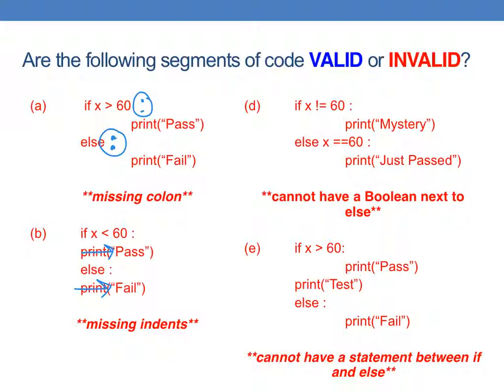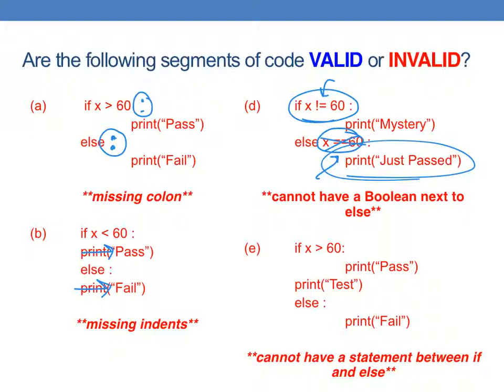Up here, you can't have a Boolean statement next to an else. That's not the point. Yes, this is the opposite, so this says x is not equal to 60, and this says x is equal to 60. Technically, that's what's happening, that's what's making this code down here run, but we don't state that. We just put else colon, which implies I want it to be everything that doesn't meet that condition up by the if.